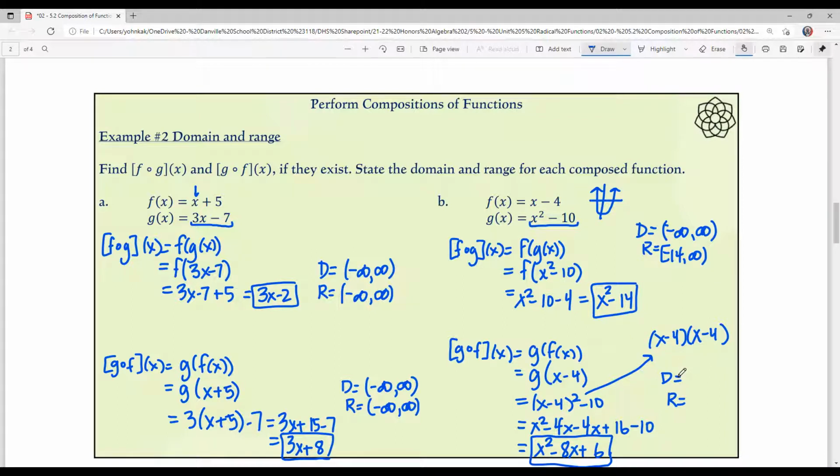The domain for G circle F is also a quadratic, so the domain is still everything. And if you take a look at your calculator, if you graph it, this is 4, negative 10 down here. And so that means that the minimum is at negative 10. So we're looking at negative 10 to positive infinity.